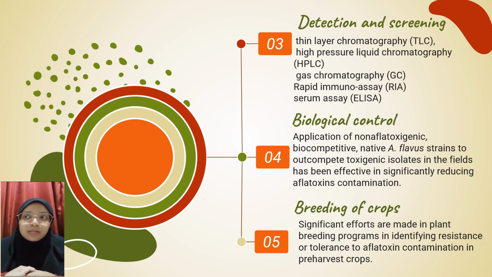For biological control, application of non-aflatoxigenic biocompetitive native A. flavus strains to outcompete toxigenic isolates in the field has been effective in significantly reducing aflatoxin contamination. Last is breeding of commercial crops that are resistant to fungal growth. This method is the most economic and effective strategy for reducing and eliminating aflatoxin contamination, by breeding commercial crop varieties that show resistance to fungal infection or aflatoxin formation.